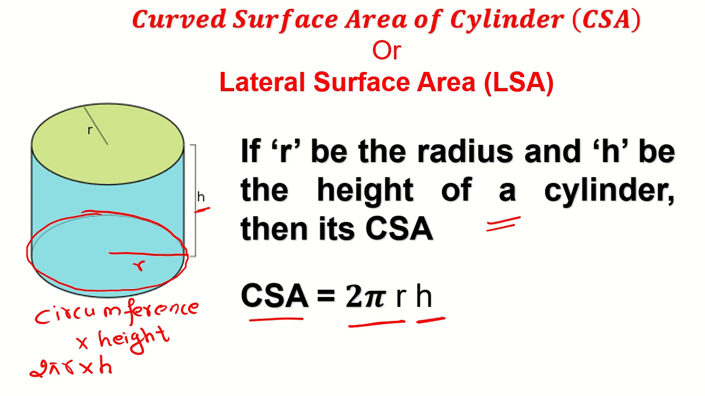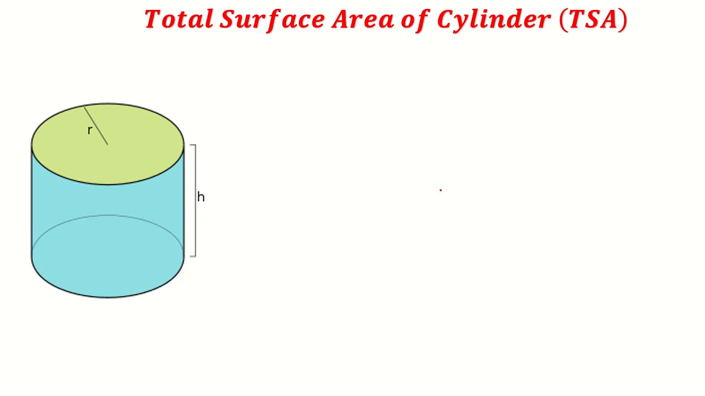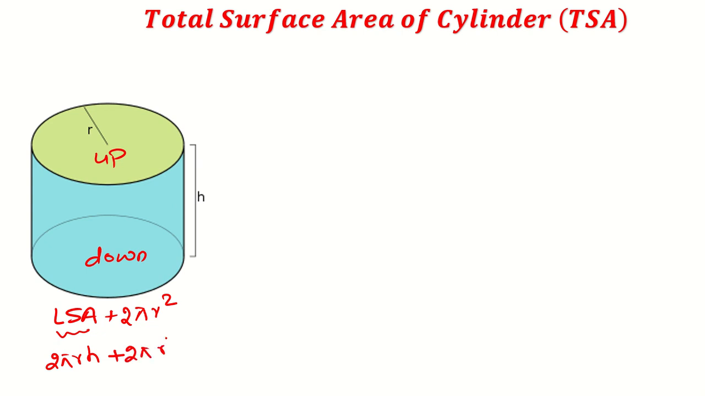Now let's talk about total surface area. As I have told you, total surface area means lateral surface area plus the circular area up and the circular area down. The area of a circle is pi r square. This is for one circle, so for two circles it will be 2 pi r square. And we have just discussed the lateral surface area, which was 2 pi r h, so plus 2 pi r square.